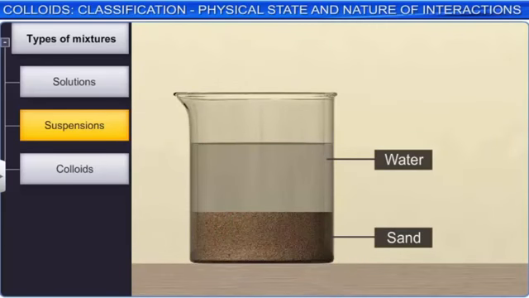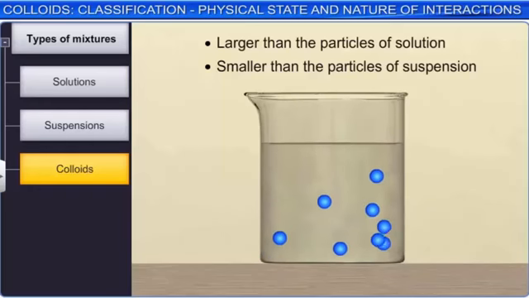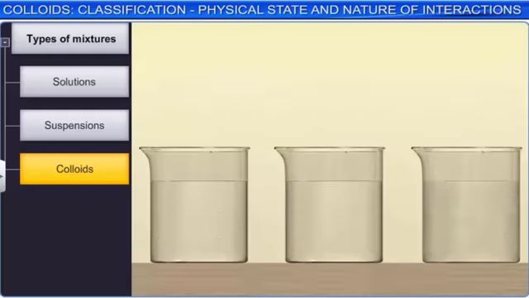Colloids are mixtures whose particles are larger than the particles of a solution, but smaller than the particles of a suspension. The suspended particles in a colloid are too small to settle down due to gravity. Thus, colloids represent an important and a large group of systems intermediate between solutions and suspensions.